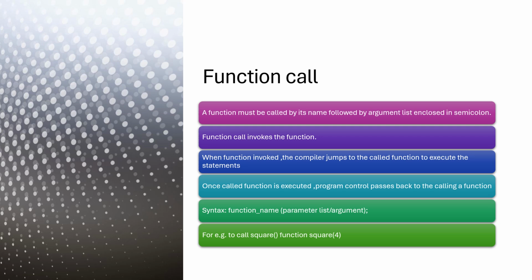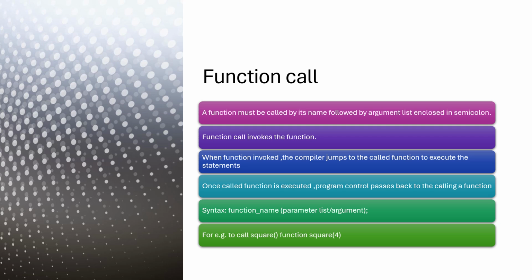Next, the function call invokes the function. When the function is invoked, the compiler jumps to the called function to execute its statements. Wherever we make the call, whether call by value or call by reference, the compiler jumps directly to the function we called and starts executing the statements we gave inside the function.